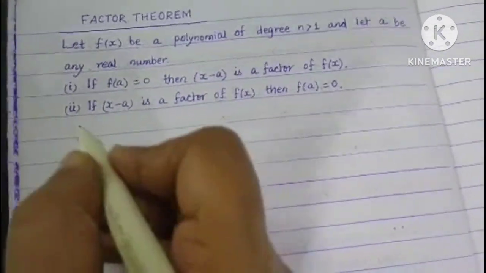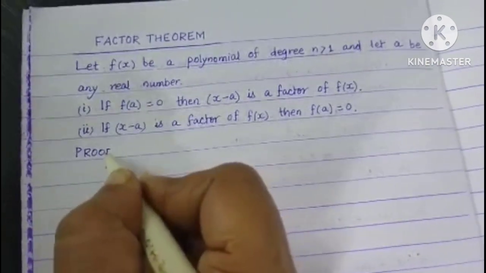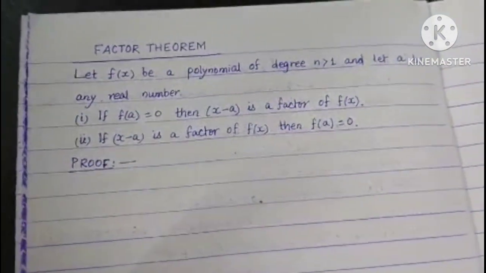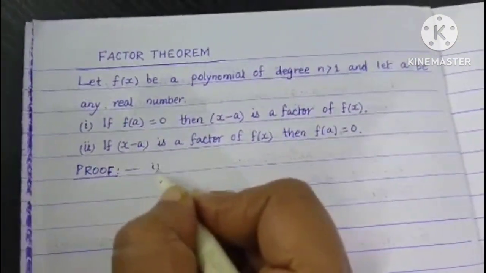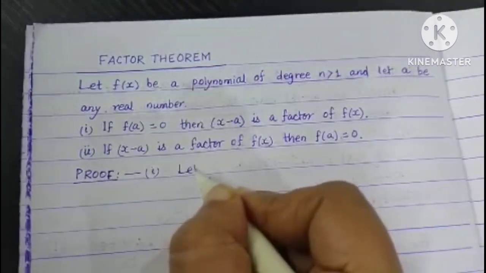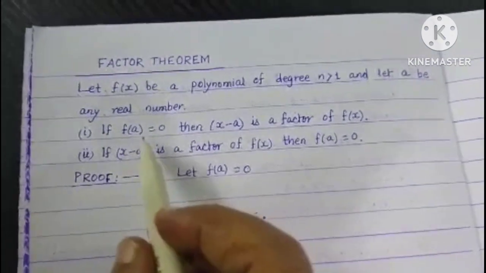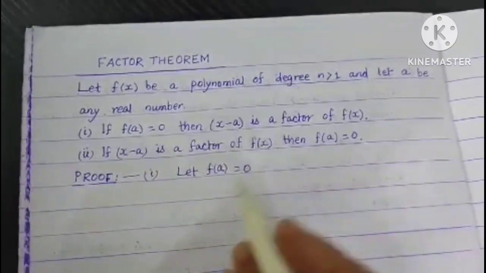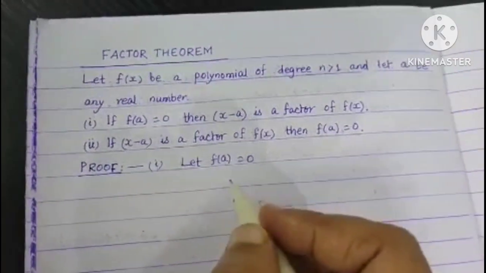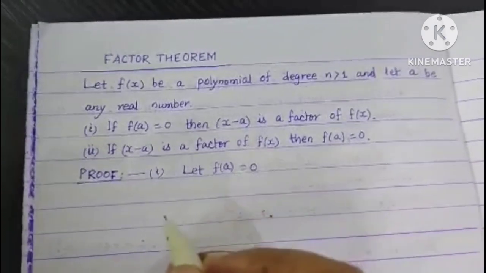So let us now understand the proof of this theorem. Let's see the proof, how it is true. How can you say that this is true? First of all, let us prove the first one. We have been given that f(a) equals 0, since the statement itself says if f(a) equals 0, then this one. So let f(a) equal 0.